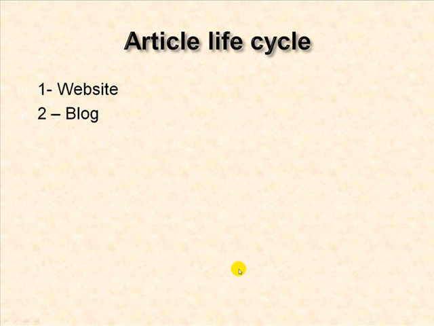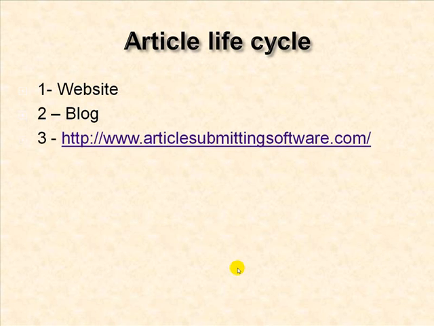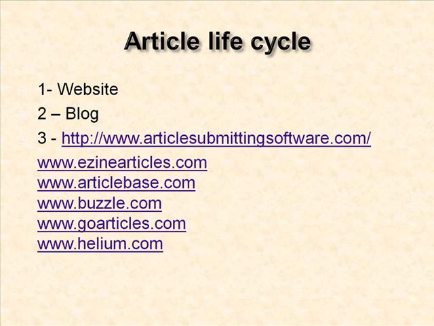The third thing I want to do is get that spread all over the internet. Now, I use a piece of software called articlesubmittingsoftware.com. What that will do, it will take my article and it will get it to about 100 article directories. It does it very quickly, very easily, and now I've got 100 links back to my website. Now, if you don't want to get this software, I think it's only about $47, really worth it. I use it every day.